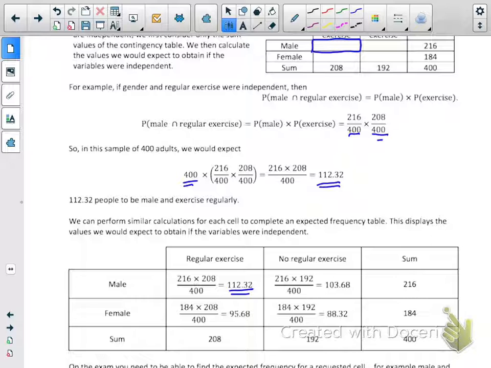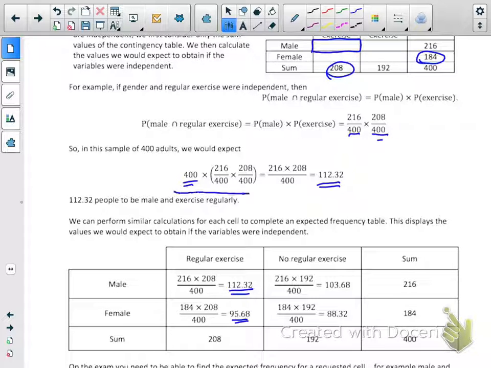Now, we would do the same thing to come up with all the other ones. This is male, no exercise, so I have my 216 and my 192. Female and regular exercise, 184 and 208 and 400. Again, just to show you for the females up here, 184 and 208. This is my total females, my total exercise, multiply, divide, and I get my number there.